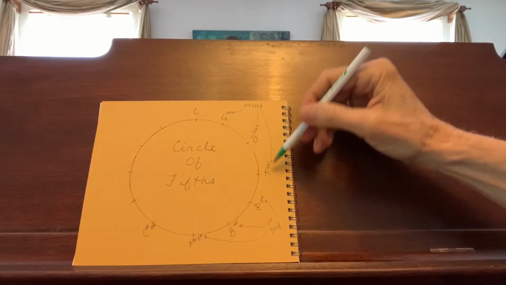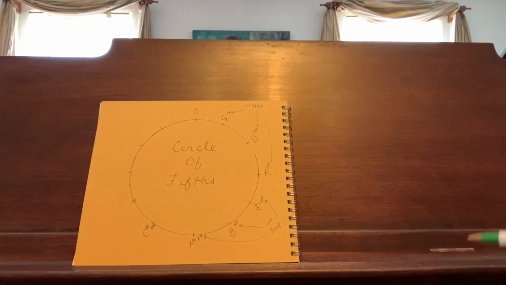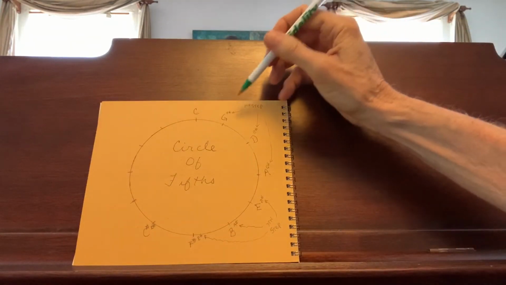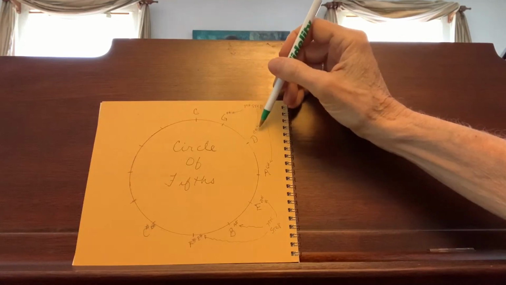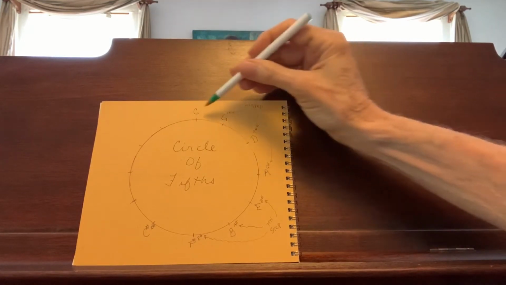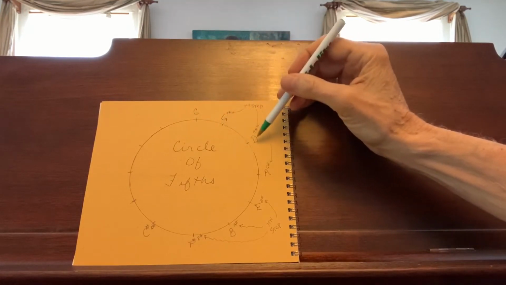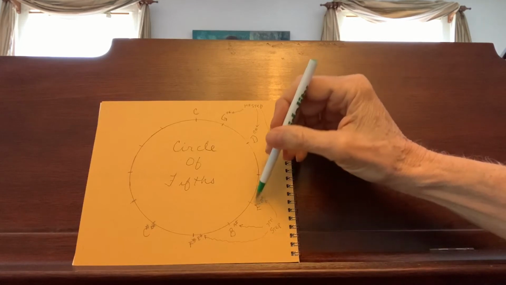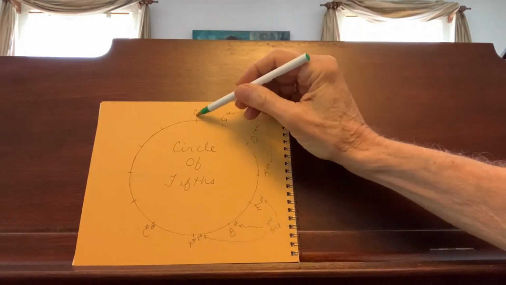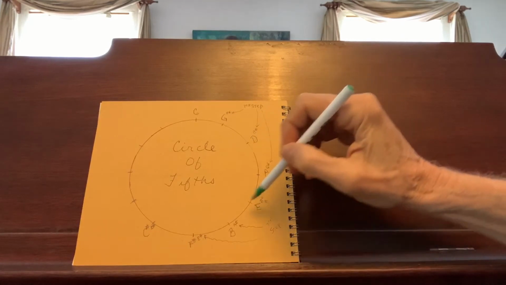F sharp, C sharp, G sharp, D sharp, A sharp, E sharp, B sharp. And if you remember, the pattern is based on the roots of the scales, meaning the first note of each scale, which is going up in a pattern of fifths. It was ascending fifths. C went up 5 to G, G went up 5 to D, etc., etc.